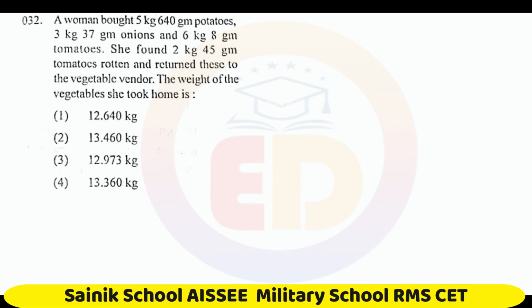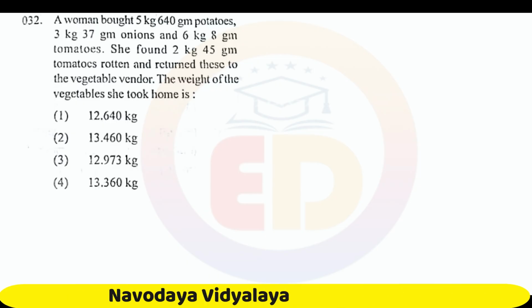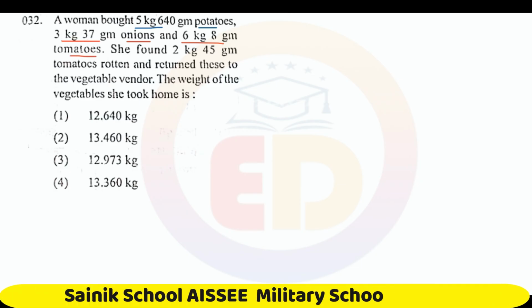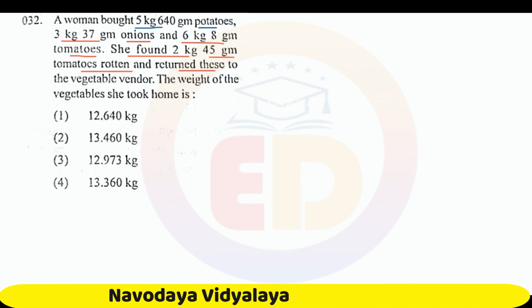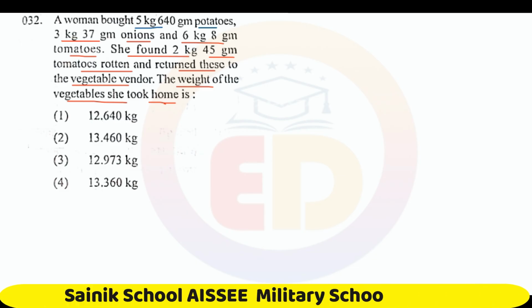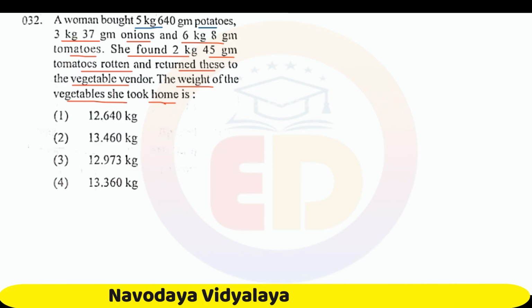Question number 32. A woman bought 5 kg 640 gram potatoes, 3 kg 37 gram onions and 6 kg 8 gram tomatoes. She found 2 kg 45 gram tomatoes rotten and returned these to the vegetable vendor. The weight of the vegetables she took home is. Very simple question based on decimal numbers, addition and subtraction. So whatever she has purchased you have to add, and the rotten tomato you have to subtract.